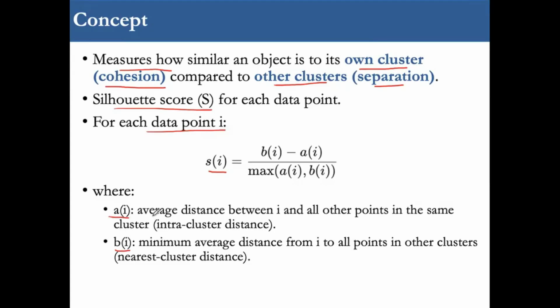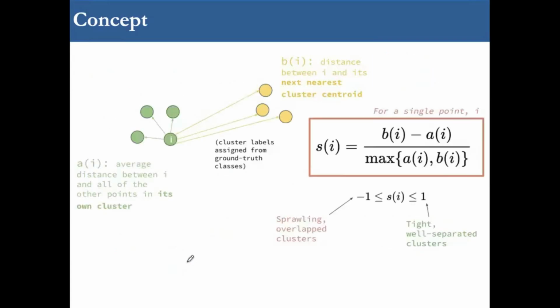a(i) is the average distance between i and all other data points in the same cluster. That is said to be the intra-cluster distance. Okay, and now b(i). What is b(i)? It is the minimum average distance from i to all data points in other clusters. So this is also called the nearest cluster distance. What is the nearest cluster distance? We'll see this with an example.